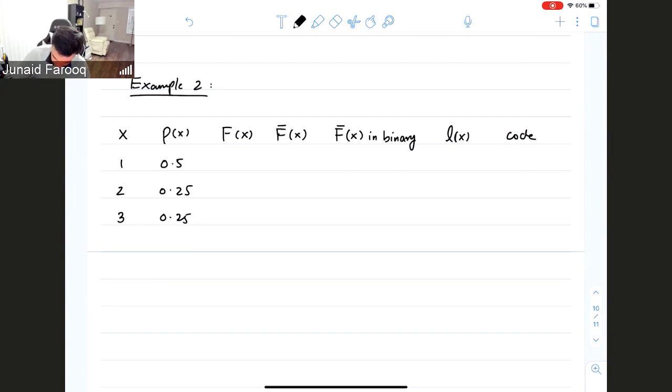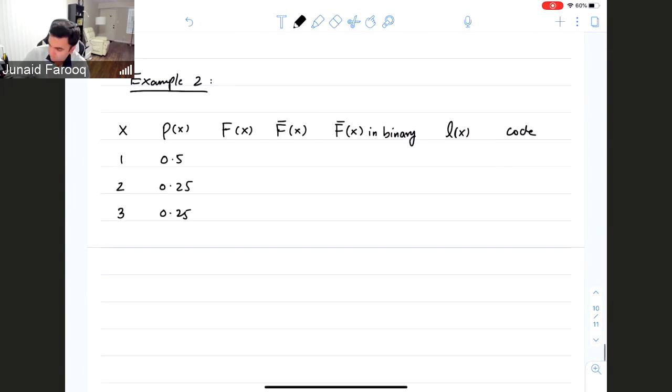The first cumulative is just the probability itself, so it's 0.5. Then you need to add them. So 0.75. Then this gets added, so it's 1.0.